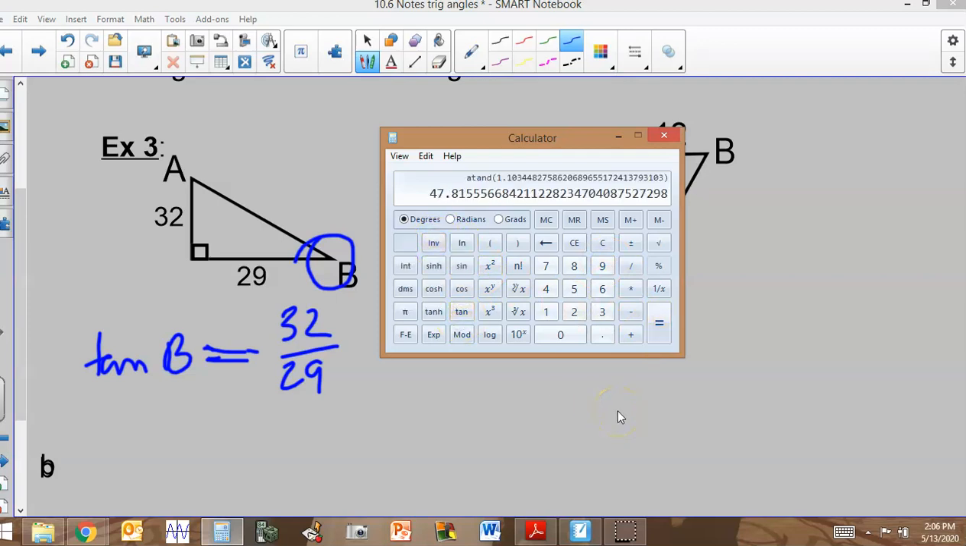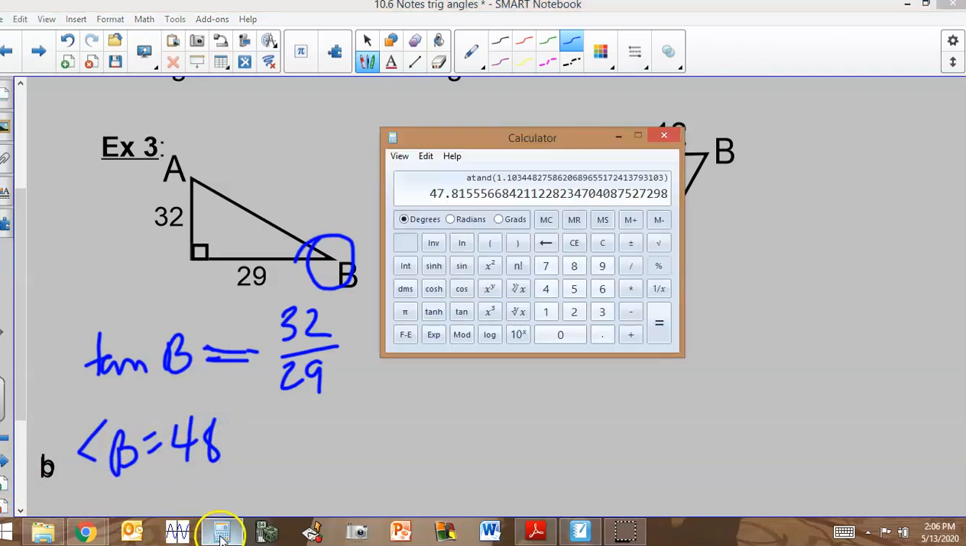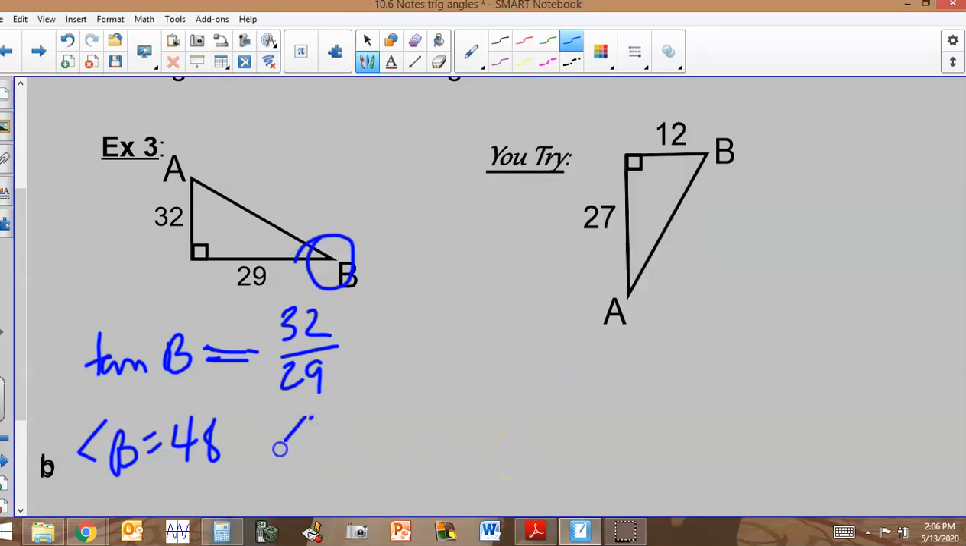That would round to 48 degrees, right? Angle B is 48. Let me put it back up there so you can see. Because this is a 0.8, and 0.5 or higher I round up, so I'm rounding up. So 48 degrees. And then angle A is going to be 90 minus 48, since these two angles have to add up to 90. So that'd be 42 degrees, just like that.